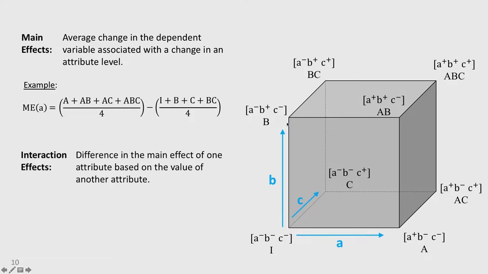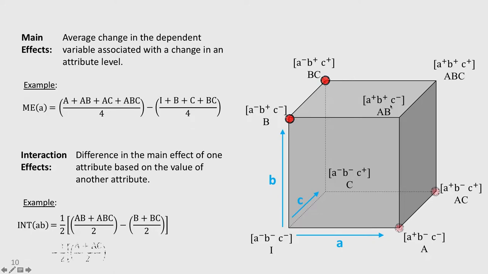An interaction effect measures the difference in the main effect of one attribute based on the value of another. So, for example, if we wanted to measure the interaction between A and B effects, then we would compute the effect of going from when A is negative to A is positive on the side where B is positive, and we would subtract that from going from A is negative to positive where B is negative. So to compute that, we would take the positive A effect minus the negative A effect when B is positive, and we would subtract off the positive A effect minus the negative A effect where B is negative.